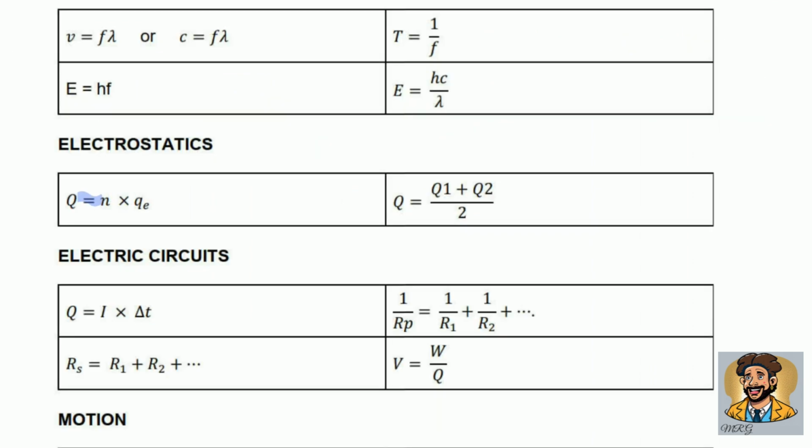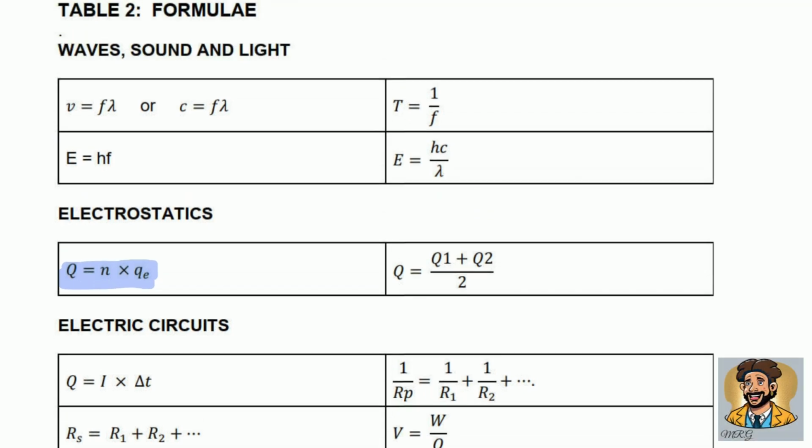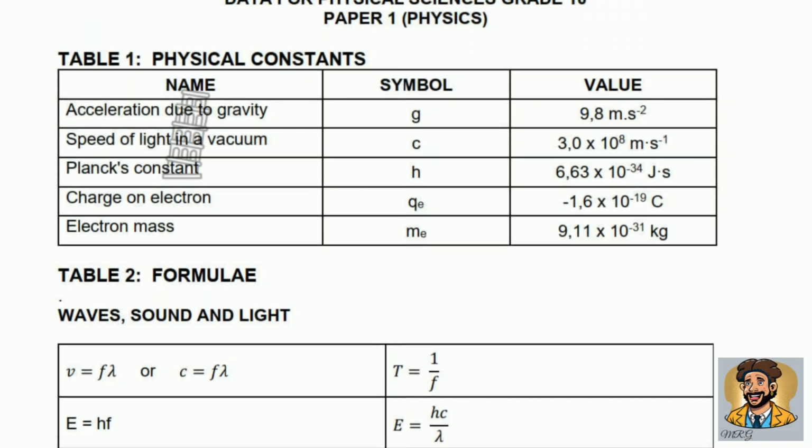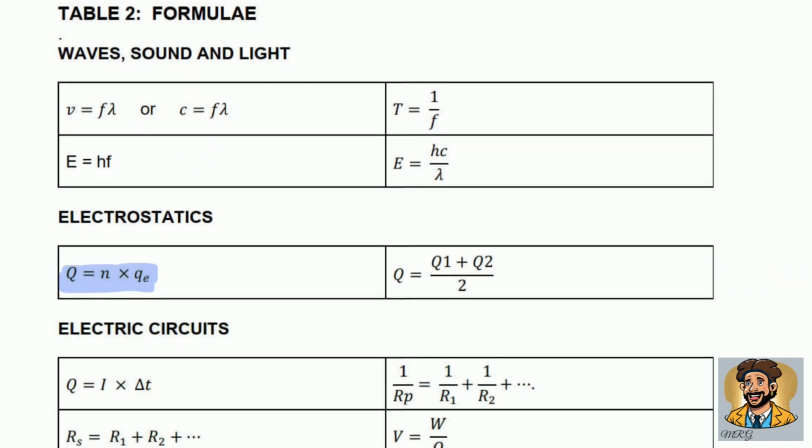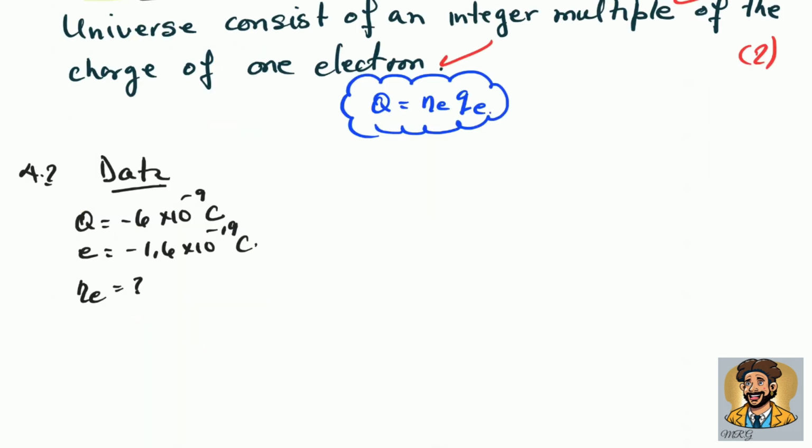Then you have the formula in the exam. Here it is on electrostatics, that is charge quantization, right? And here is the constant. The charge of one electron is here. It's given to you. This one is for charge quantization, and this one is for conservation of charge, also given to you. Well, for now here, we write the formula.